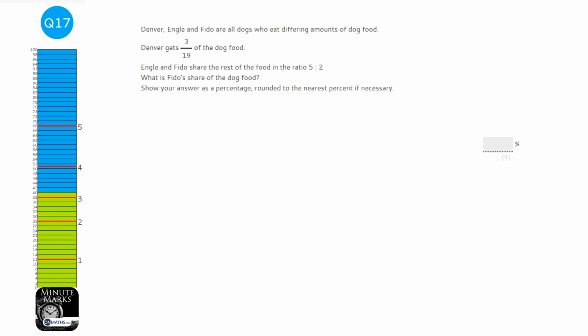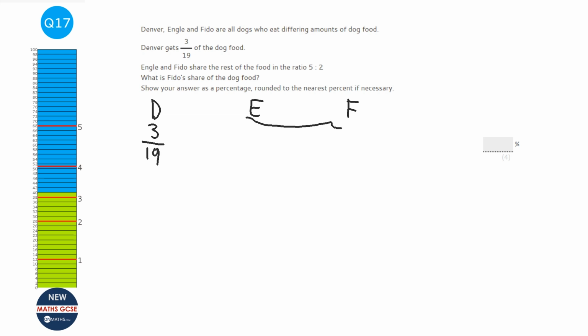Okay, so this is quite a tricky question because it mixes fractions and ratios together, but we've got to be comfortable with that. So I'd first of all just show the information so that I can get my head around it. So we've got Denver, who as a fraction has 3/19 of the food. And so that leaves how much? Well, we've got a calculator, so we could just do 1 take away 3/19 on the calculator, but we know that that's going to be 16/19. So we can kind of ignore Denver now because we used Denver's amount, or fraction of the food, to work out Engels and Fido's combined.